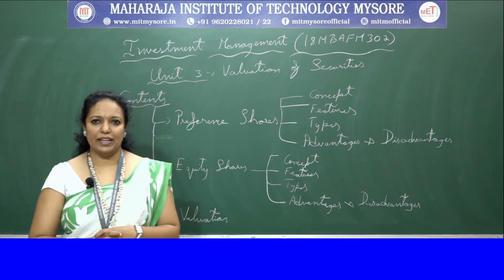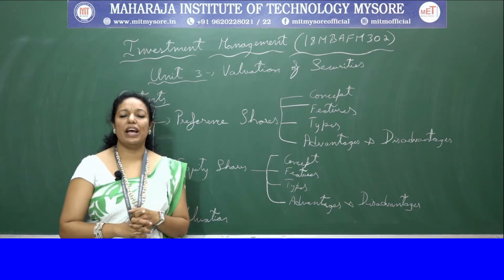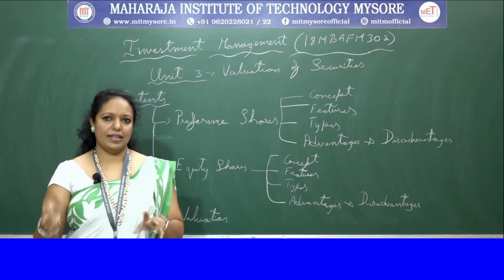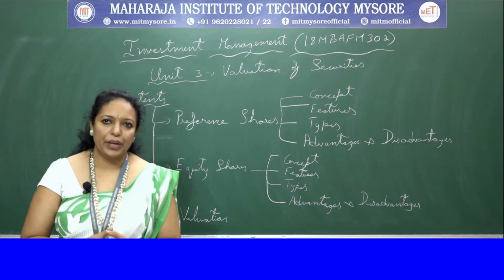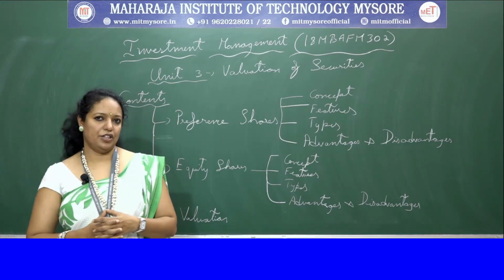Next is earning multiplier approach. Earning multiplier approach is where the value of the equity share is estimated, okay, by using the formula P naught is equal to EPS into price earning ratio.